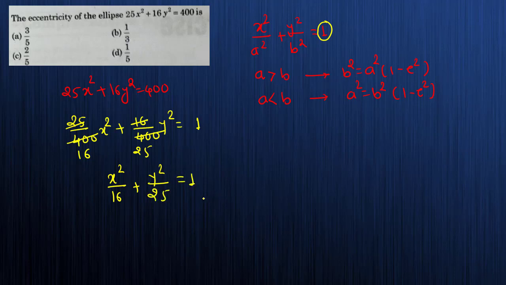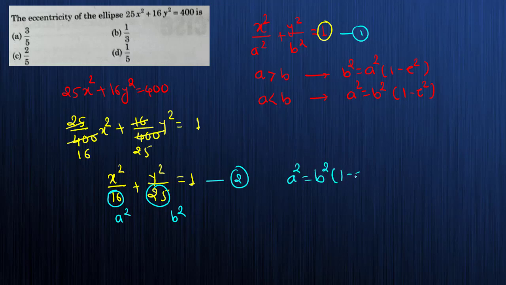From this, what can you conclude? If I compare this equation, equation number 2, with the standard equation, equation number 1, this is nothing but a square and this is nothing but b square. Now here the case is b greater than a, so use the formula a square equals b square into 1 minus e square.